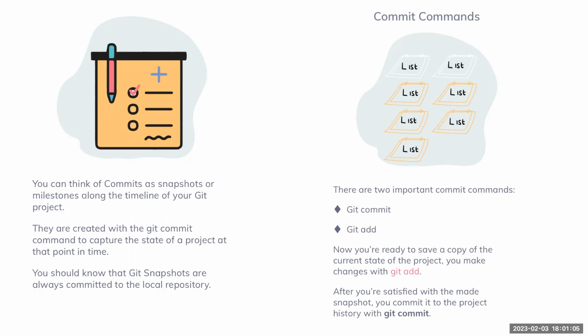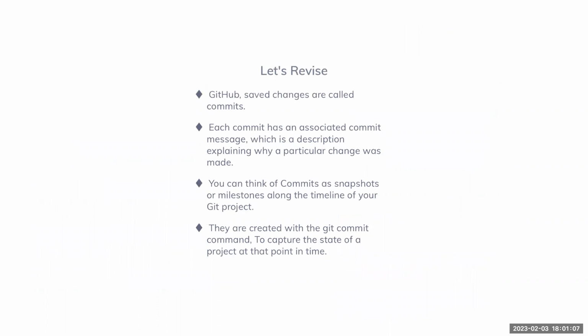You learned that GitHub saved changes are called commits, and each commit has an associated commit message, which has a good description of the commit. You can think of commits as snapshots, which have all your changes. You can use the command git add, and then use git commit for committing the current state of your project to the remote repo.